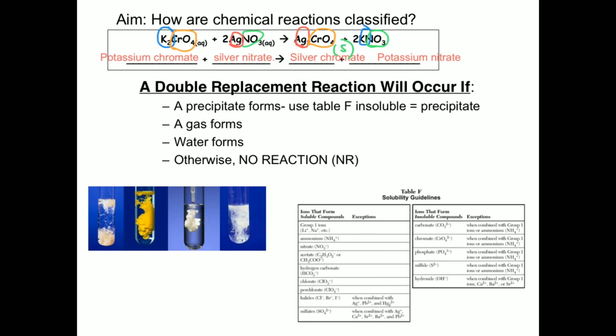Let's see why potassium nitrate is not a precipitate. So here we're going to look for potassium. I see no direct mention of potassium. So next I'll look for nitrate. Here I see that all nitrates are soluble. There are no exceptions. So potassium nitrate is soluble. It is not a precipitate.